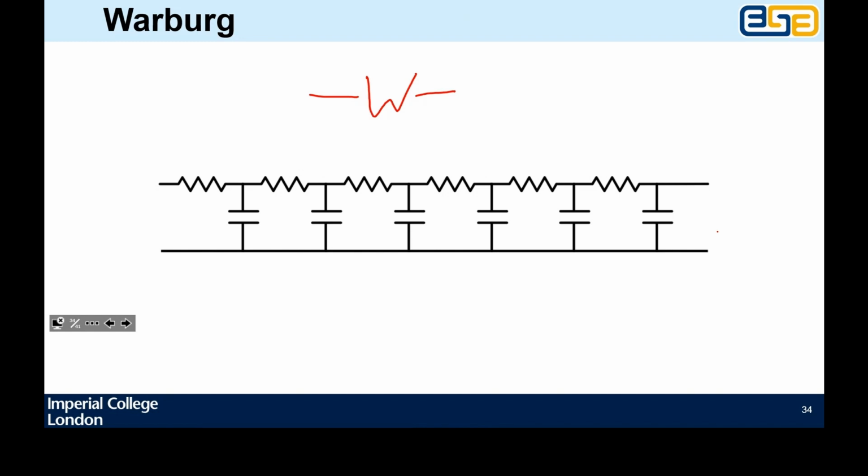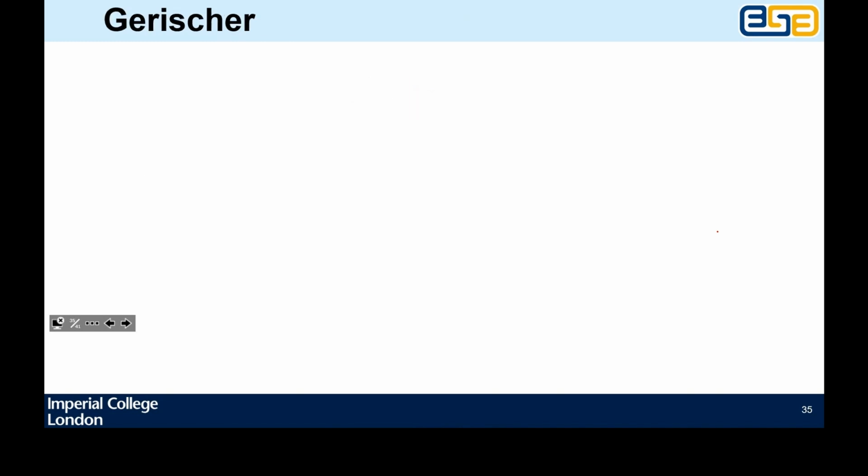And you can think about these as an infinite series of resistors and capacitors connected to a common rail. And I'm very interested in this topic. I've written a solver for this in 3 dimensions. And so if you want to talk about Warburgs, I'd be delighted. Gerischer elements where you've got reaction and diffusion happening at the same time. Again, very common in electrodes.